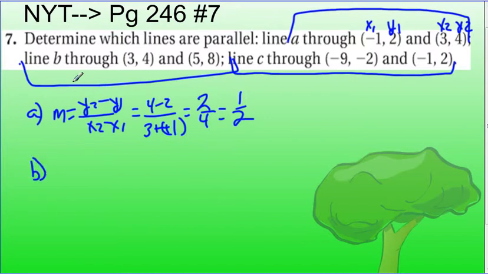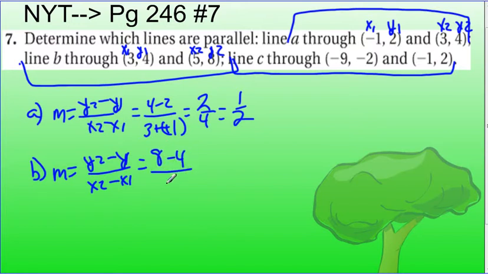B. x1, y1, x2, y2. So we've got y2 minus y1 over x2 minus x1. 8 minus 4 is 4. 5 minus 3 is 2. 4 divided by 2 is 2. Okay, so these are not the same.